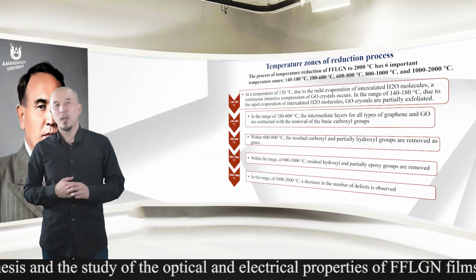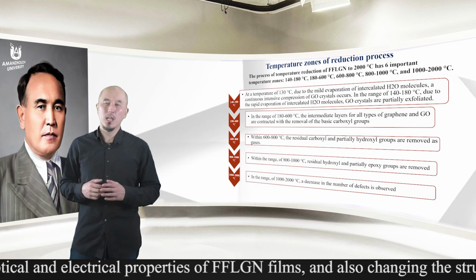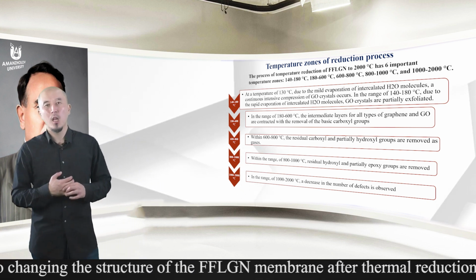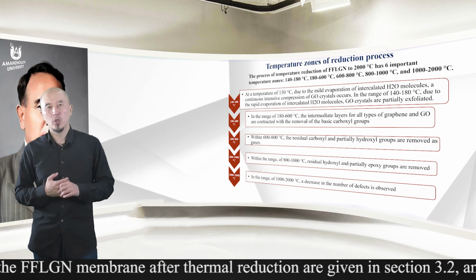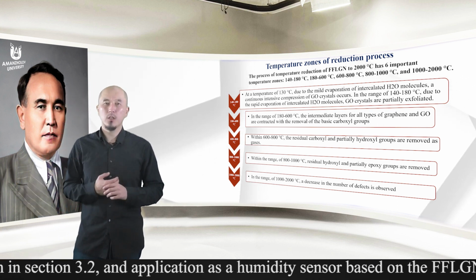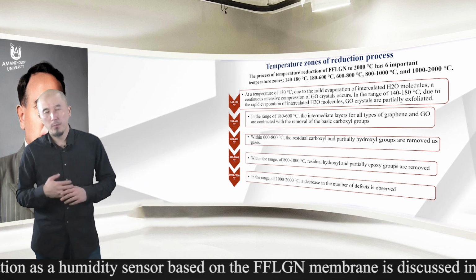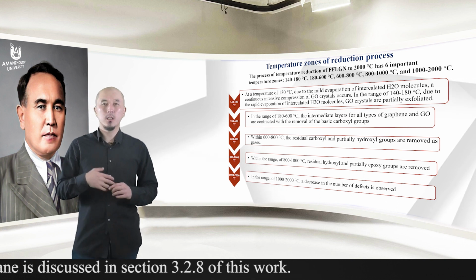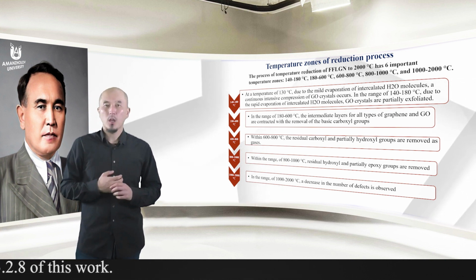The experimental part of the synthesis and the study of the optical and electrical properties of FFLGN films, and also the changing of the structures of the FFLGN membrane after thermal reduction, are given in sections, and the application as a humidity sensor based on the FFLGN membranes is discussed in the next sections of this work.